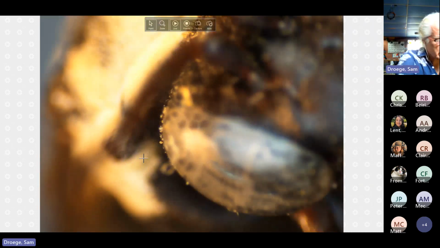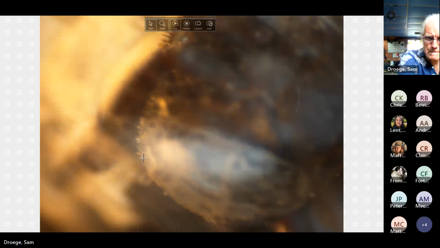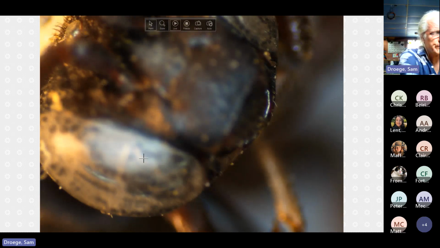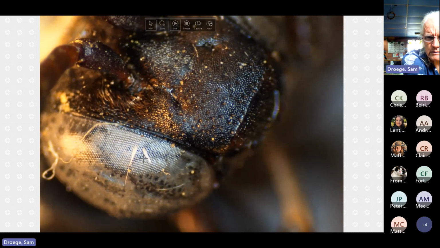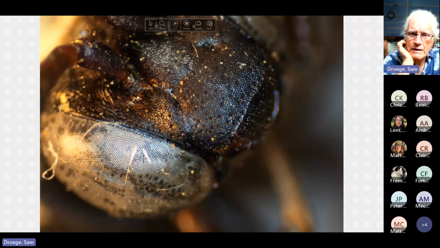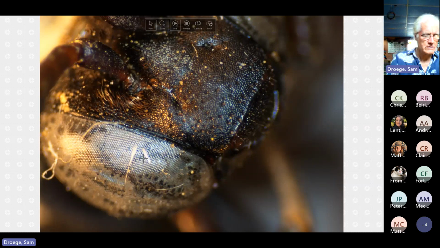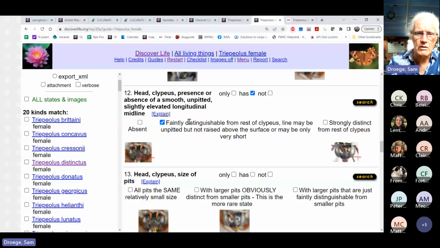I am not seeing much of a line right now. Let's see if we... All right. When I look at that, I see no line whatsoever. Let's see if concavus is scored also for absent.